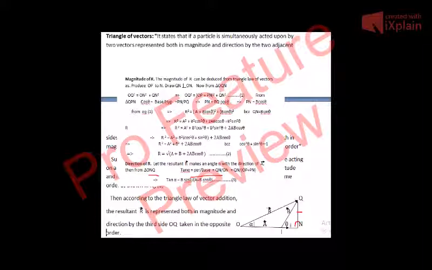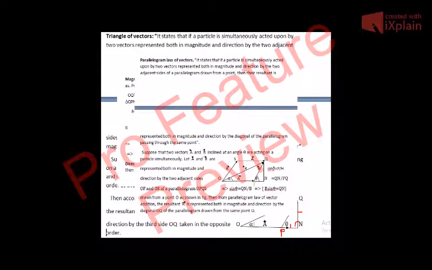Again, ON is equal to OP plus PN. So this equation will be QN by OP plus PN. Instead of ON we write OP plus PN. This implies tan alpha is equal to, we substitute the values for ON, OP and PN. We get tan alpha is equal to B sin theta divided by A plus B cos theta. So this will give us the direction of R.